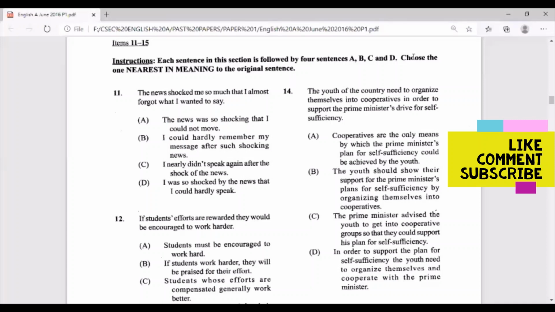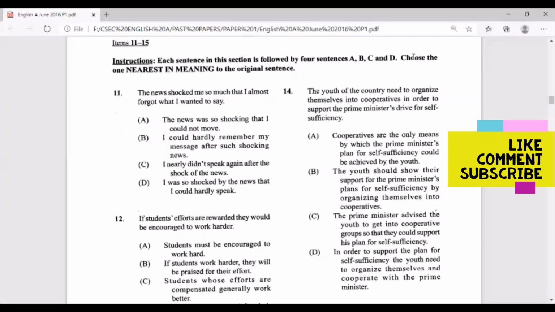So the news was so shocking. Yes, it was. We know that because it said that the news shocked me so much that I could not move. Definitely off. There was no mention of movement. B, I could hardly remember my message. Well, we know that the original sentence talked about almost forgetting what the person wanted to say. So, okay, after such shocking news.